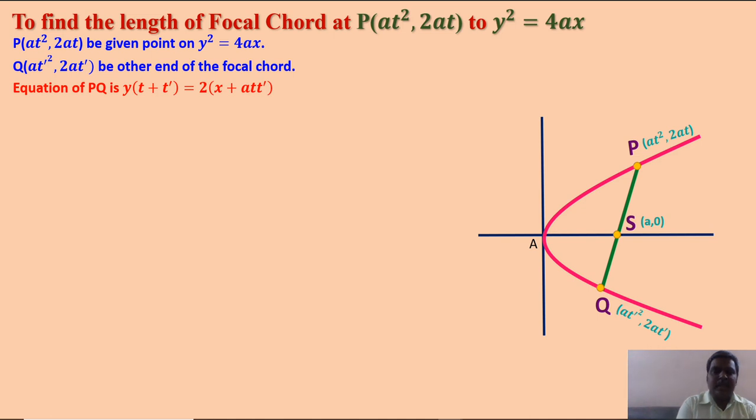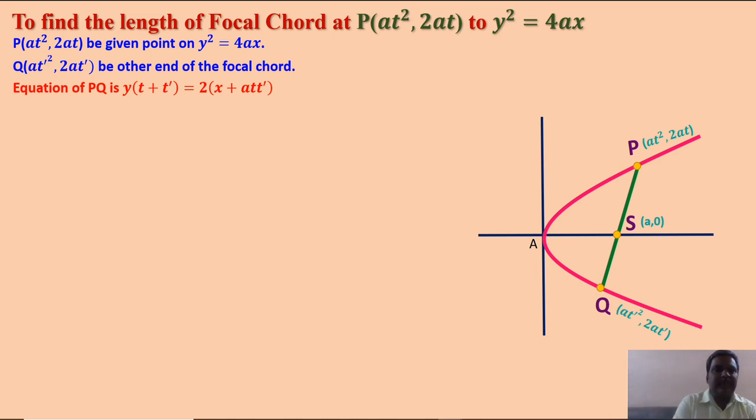Right? What is the equation of PQ? We have P and Q. You can find the slope of PQ. We obtained it as 2 by (t + t'), and take one of the points (at², 2at) and write the equation. We obtain the equation of PQ as y(t + t') = 2(x + att'). This is the chord.